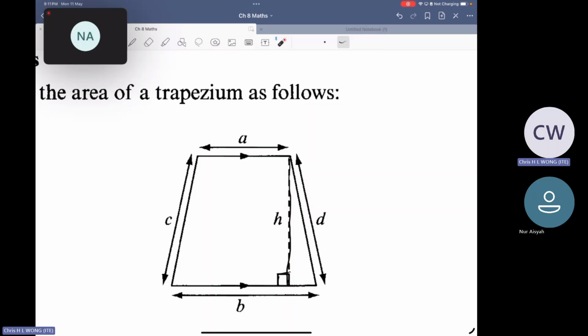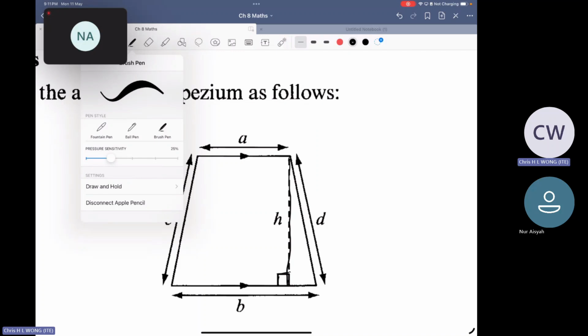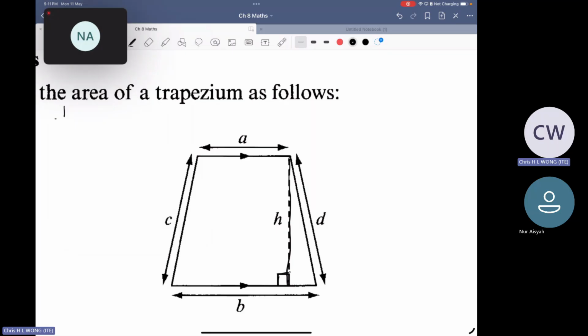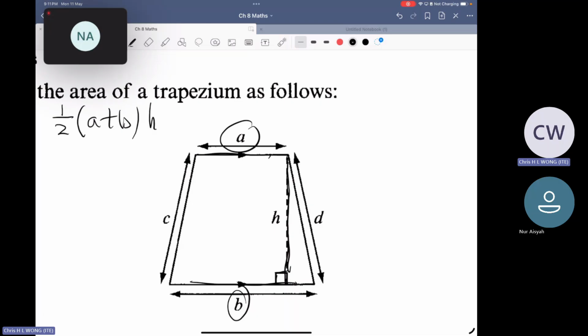Area of a trapezium, you must have a half, just like a triangle. You still need a half. Half, bracket, the two parallel sides, A and B. You must take A plus B. A plus B, B plus A, doesn't matter which plus first. Then you times the height. This is the height. So this is the formula for a trapezium. You have to remember it by heart. Trapezium. Is it okay? Right?